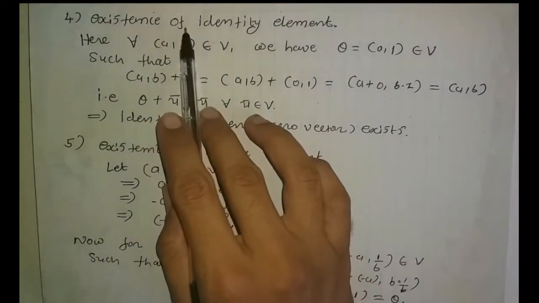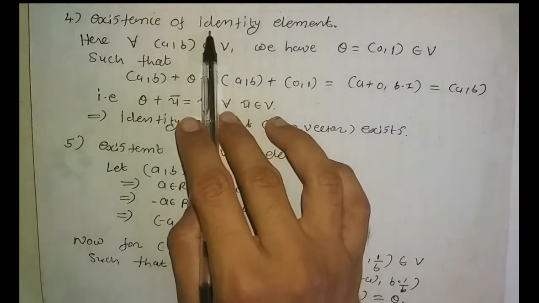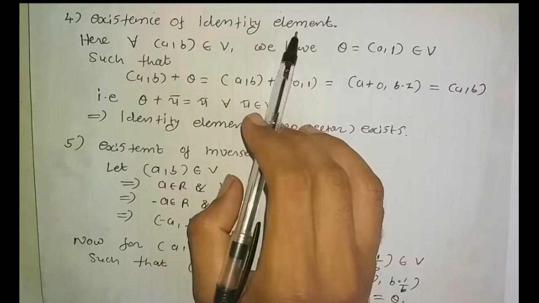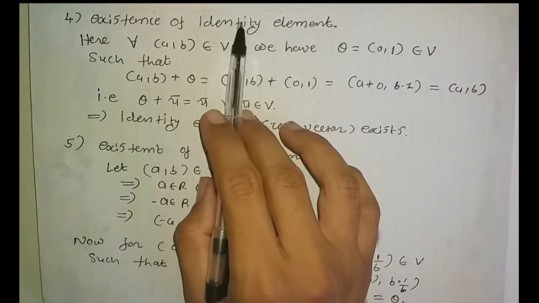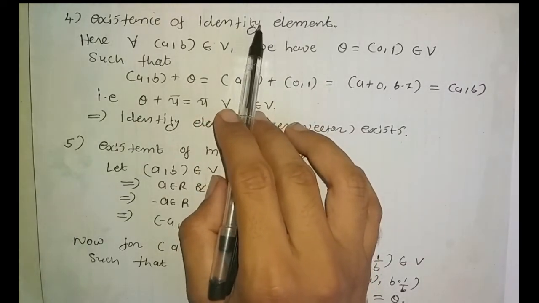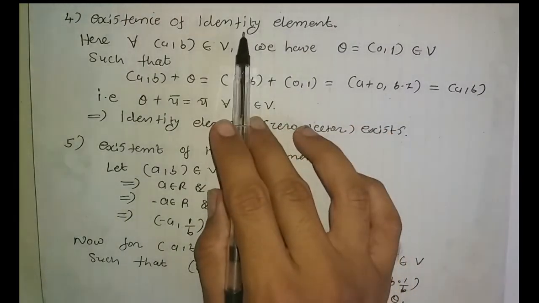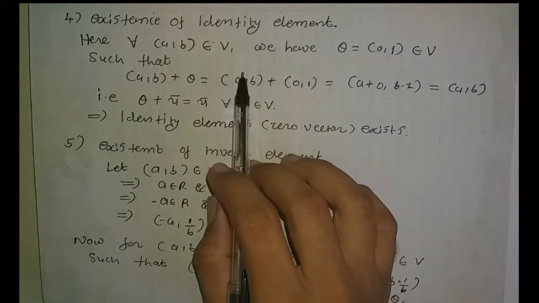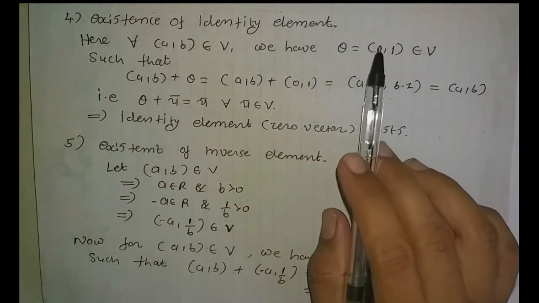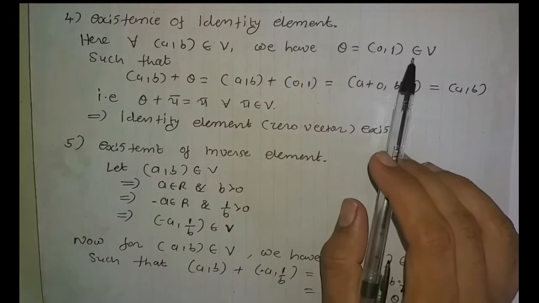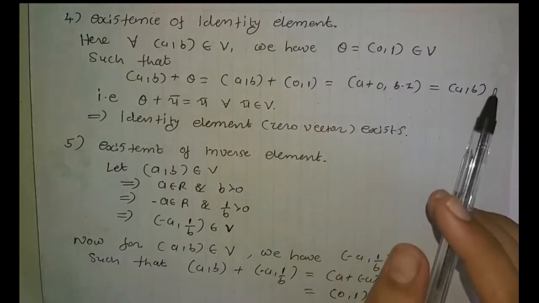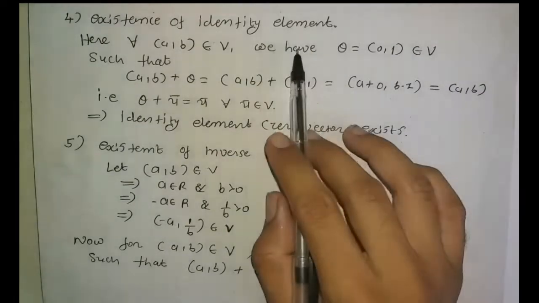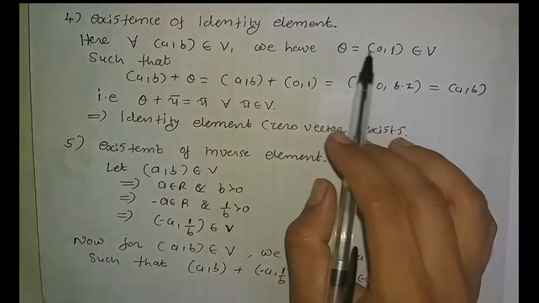Now, existence of identity element. The identity element is also called the additive identity or zero vector. So, identity element, zero vector, additive identity all are the same. So, we want to find the identity element. Now, here our vector addition is given as the summation of the first coordinates of two vectors and the multiplication of the second coordinates of the two vectors. So, how can we find the identity element or zero element?